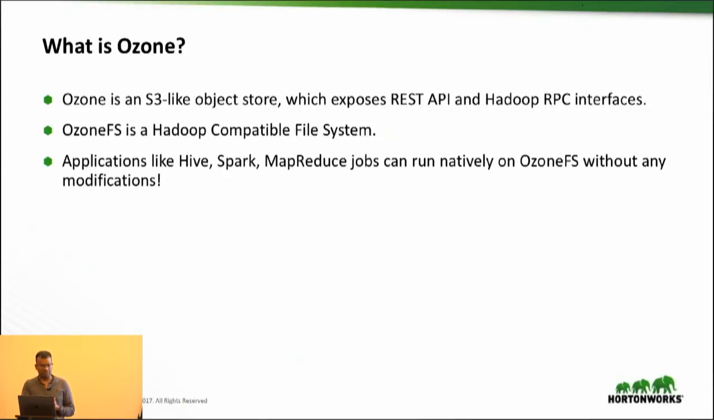Okay, so Ozone is an S3-like object store. If you have worked with S3, a lot of the Ozone concepts and APIs should look very familiar to you. It exposes a REST API and Hadoop RPC interfaces. We also ship something called Ozone file system, which is a Hadoop compatible file system. A Hadoop compatible file system is basically just a shim layer that allows applications which understand Hadoop APIs to use the Ozone storage. So using this Hadoop compatible file system shim, it's possible today to use Hive and Spark along with Ozone, and in fact even run MapReduce jobs on top of Ozone.